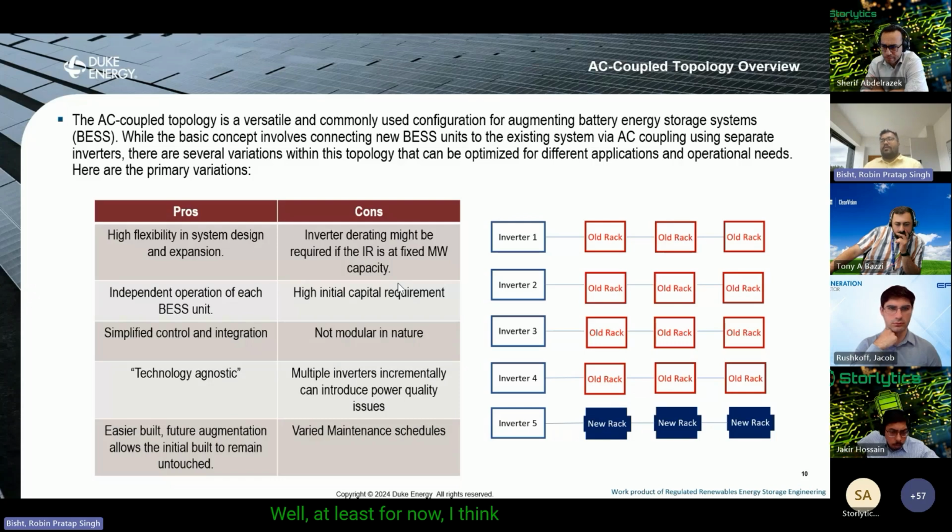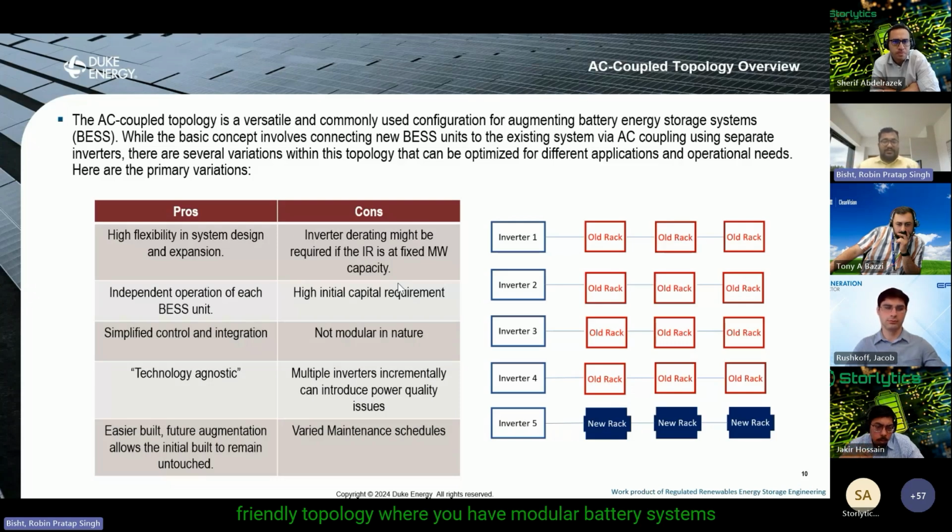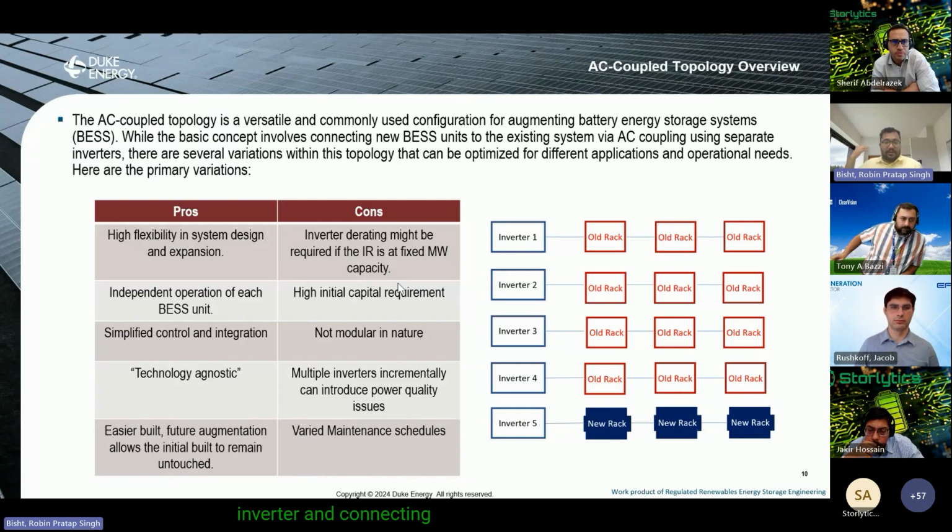I think more and more as we go down the road, we're looking into having string inverters come back in on the battery side. So that would be, I guess, down the road, a much more augment friendly topology where you have modular battery systems that you can augment, and not having just one big central inverter and connecting a bunch of battery racks behind it. Multiple inverters for AC topology, you're increasing a lot of power quality issues.